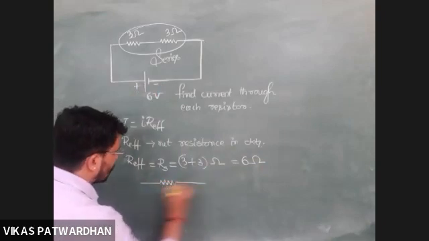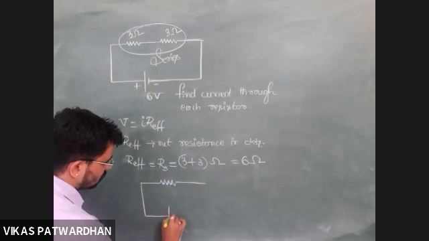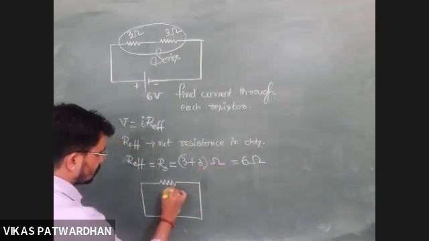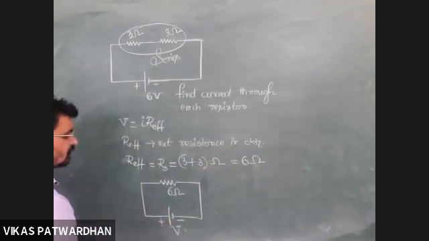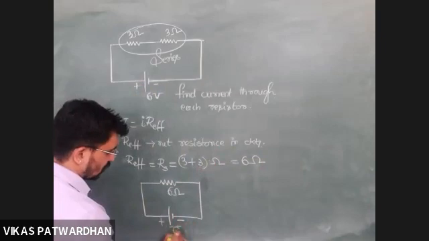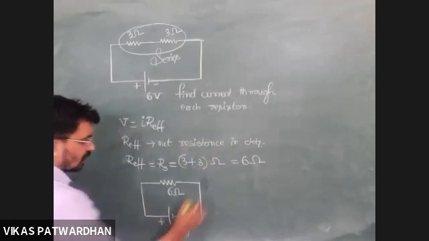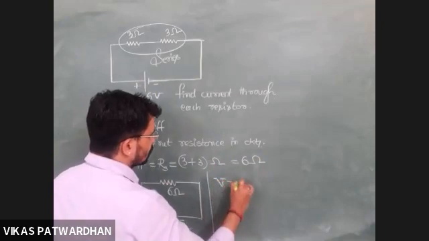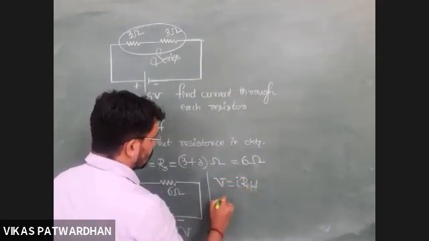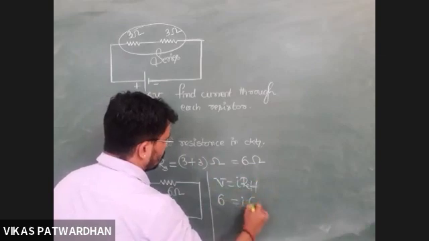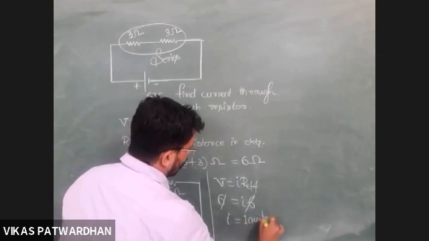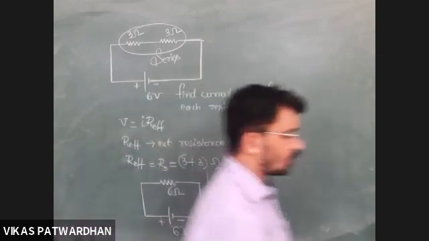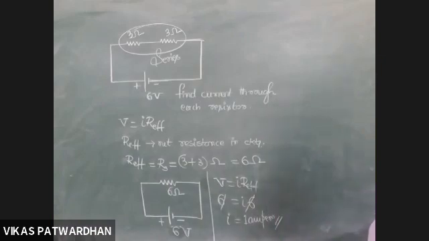Only this much matters to the cell. This is what matters to the cell: a 6 ohm resistor with positive, negative, and V. The V value is 6 volts. Again, the formula is V is equal to I R effective. 6 is equal to I into 6, so I is equal to 1 ampere. What is the total current in the circuit? 1 ampere. Now please observe.